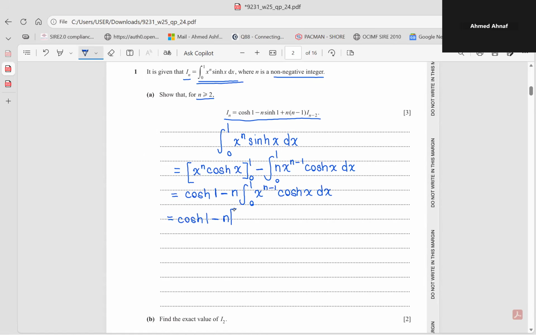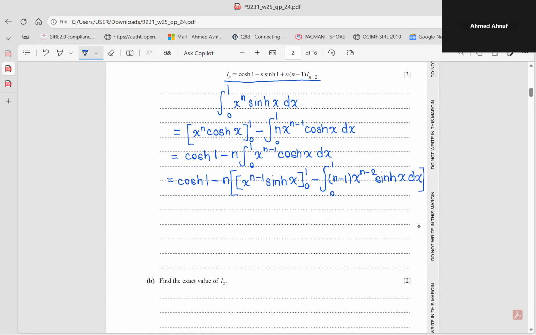I'm going to represent this using square brackets. So u times v is going to be x to the power of n minus 1 times v, and integrating dv/dx, v is going to be sin x, from 0 to 1, minus the integral of v times du/dx. du/dx is the derivative of x to the power of n minus 1, so differentiating it gives n minus 1 times x to the power of n minus 2, and v is just sin x, dx, from 0 to 1.